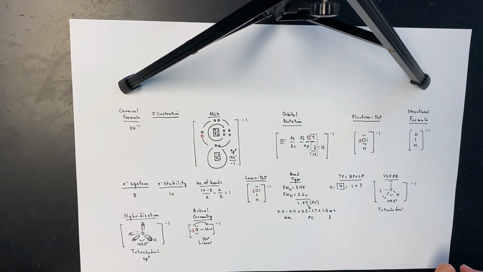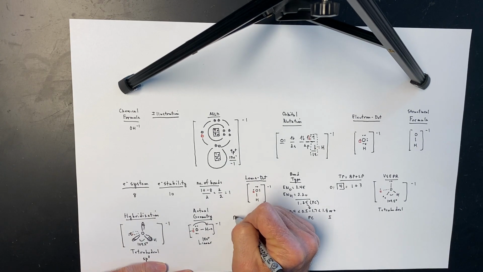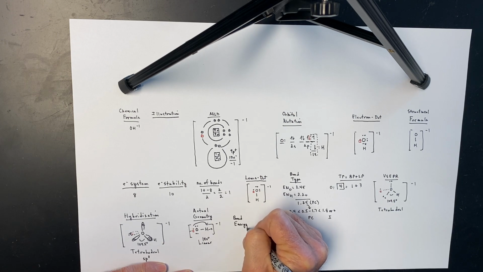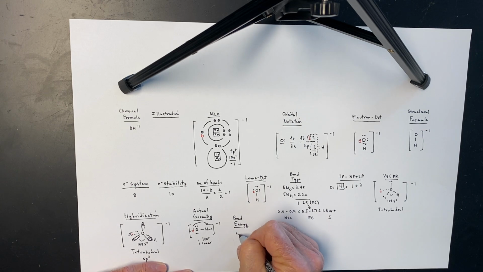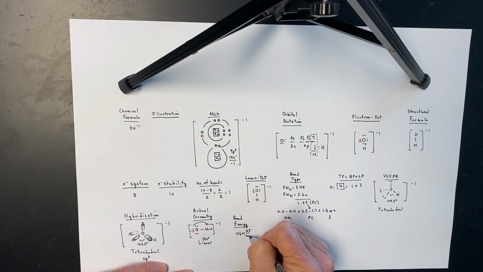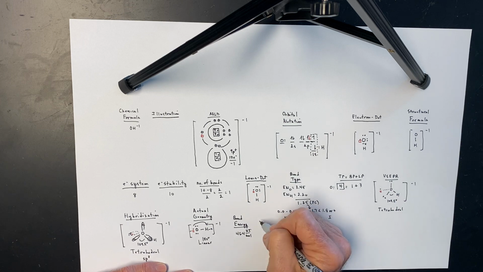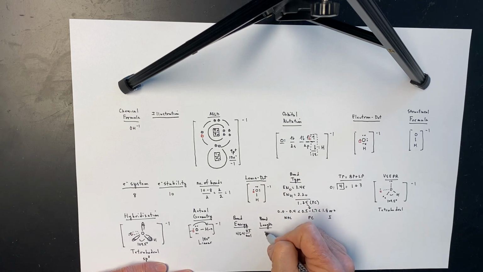Okay? And moving on from that, we're going to go to bond energy. And these values should be familiar to you now, because they're the same values as we use for water and hydronium. The bond energy here is going to be 464 kilojoules per mole. And the bond length is going to be 96 picometers.